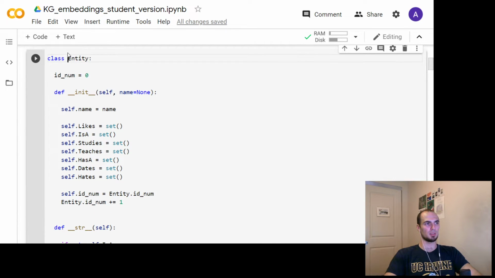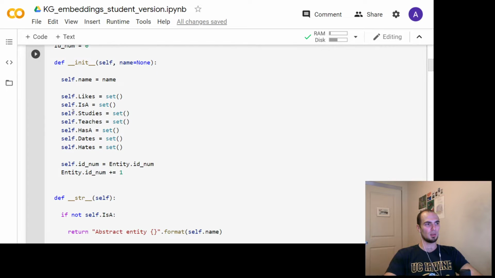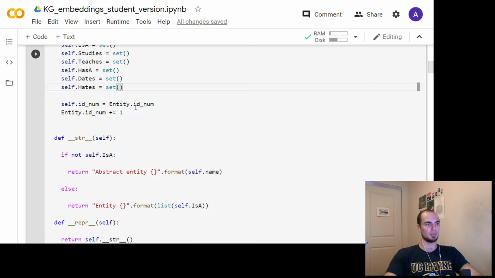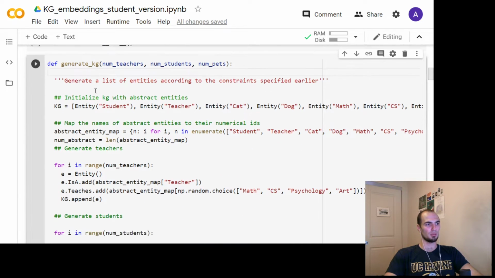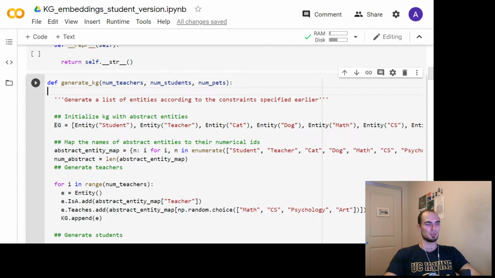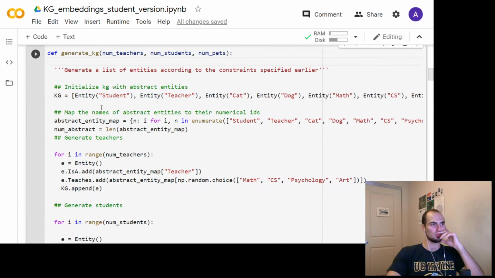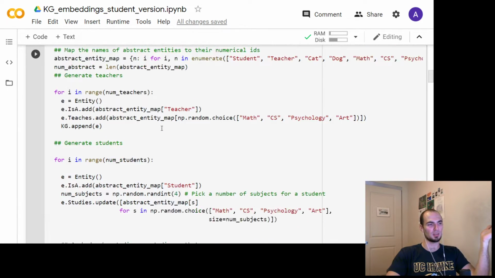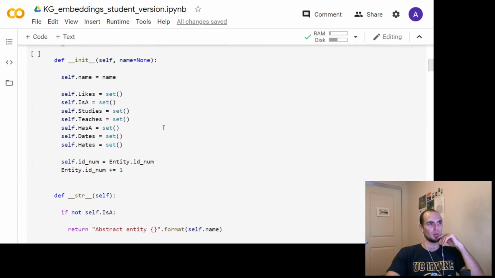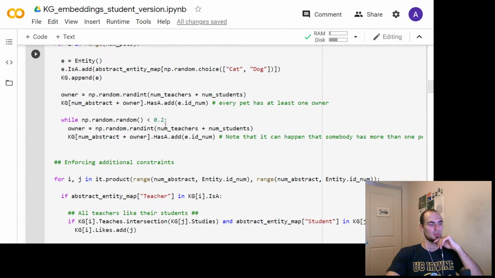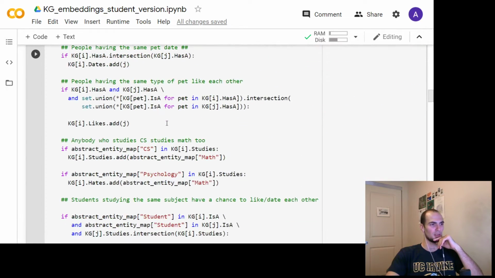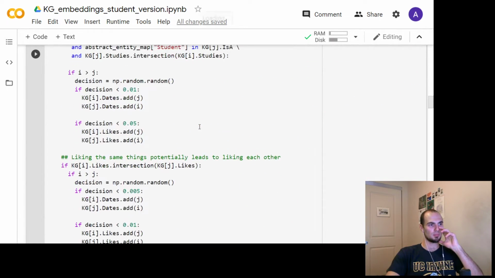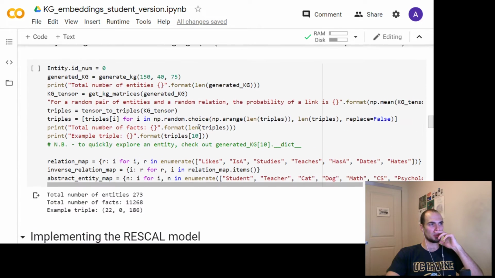In short, we're defining this entity class. It has a set of things that are related to every entity. We're generating this knowledge graph. First, I'm initializing different entities, and it's really not very insightful. I'm just creating entities and then applying the rules that I was speaking about before. If there's something confusing, or if you're interested in this part, just let me know separately. What is important for us is probably here.